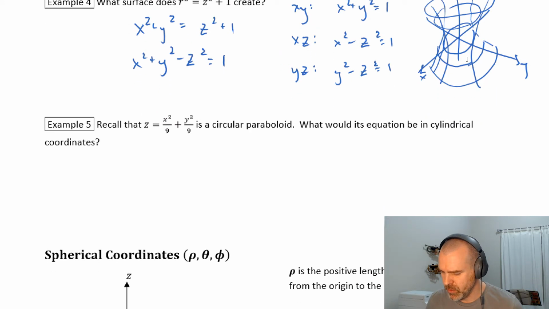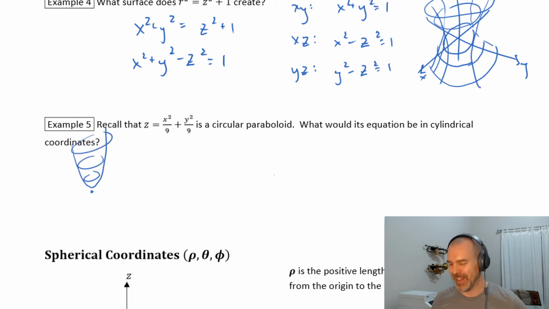Let's see. z equals x squared over 9 plus y squared over 9 is a circular paraboloid. Notice if x is 0, you get a parabola, and if y is 0, you get a parabola, and if z is 0, actually you just get the origin, so it's a paraboloid. It looks like this. That's a terrible paraboloid. We can draw some concentric circles, something like that.